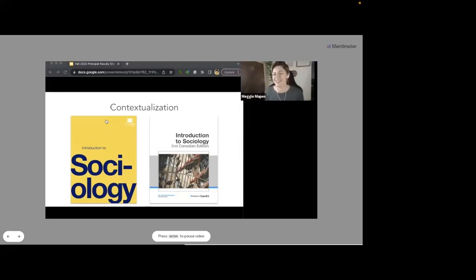I love that Canadians are more polite. Perhaps you want to change the language, which content contextualization and customization would do. Any other reasons why, from a sociological perspective, we might want to contextualize some of the information for students? Sure, absolutely, demographic differences.